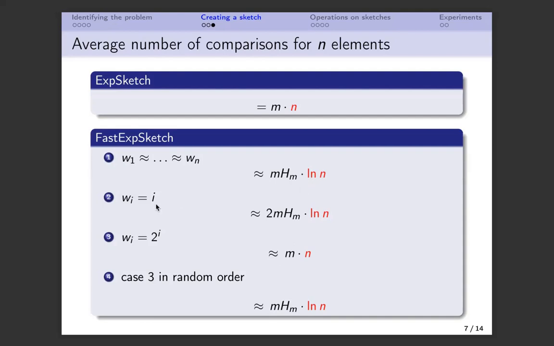If the weights grow gradually, the number of comparisons is still logarithmic. If the weights grow rapidly, the number of comparisons is getting closer to bilinear in n. But note that this is a pessimistic scenario. In the typical case, when the order of elements in a stream is random, we still have a logarithmic number of comparisons.